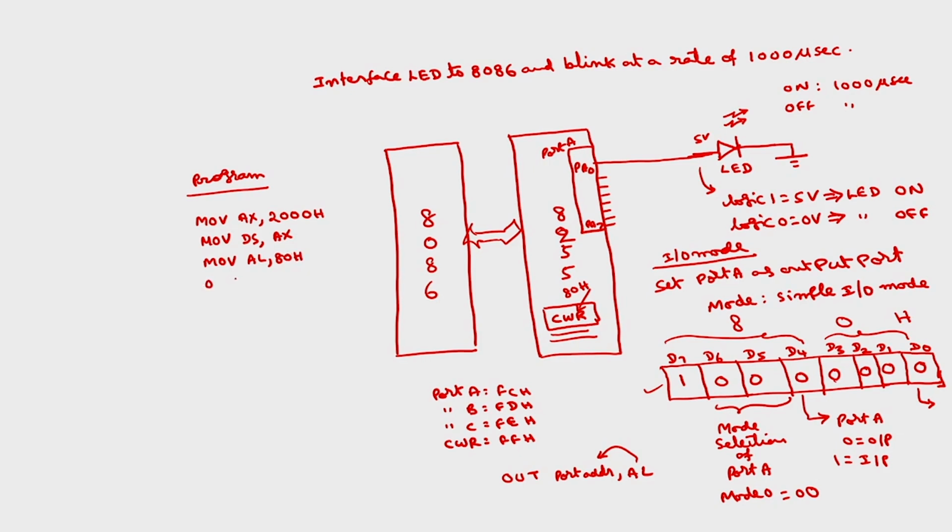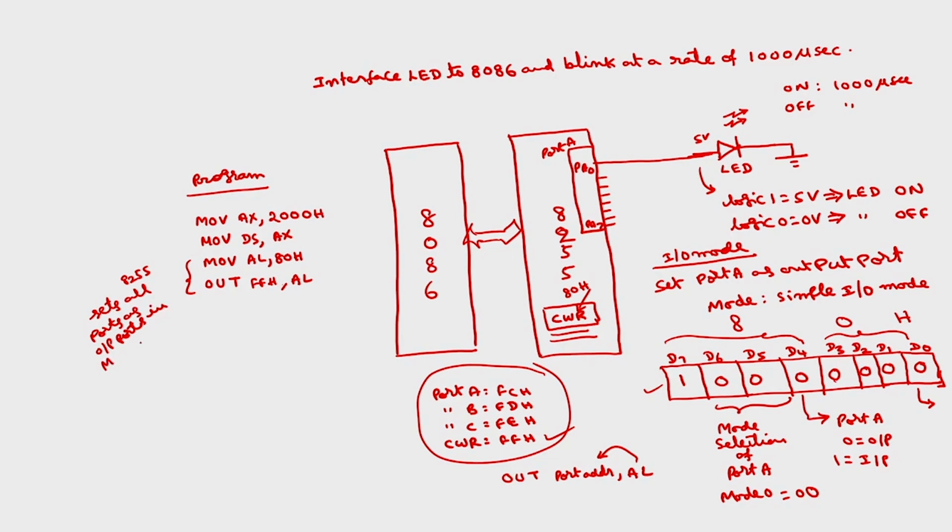Then OUT AL to which port? What is the port address of the control register? I have assumed that the control register is FF, so this should be FFH. With these 2 instructions, the 8255 sets all the ports as output ports in mode 0. But I have used only port A. Anyhow, port A also will be used as an output port.